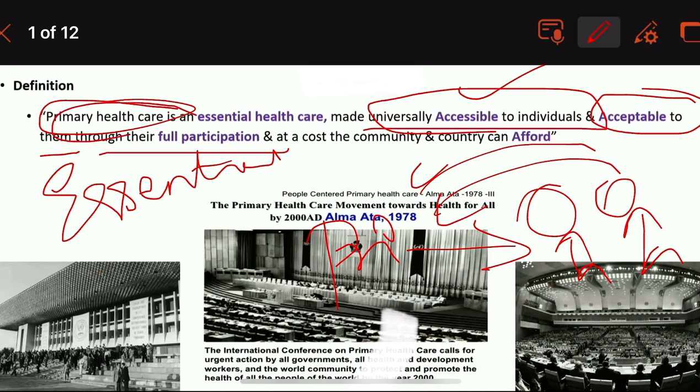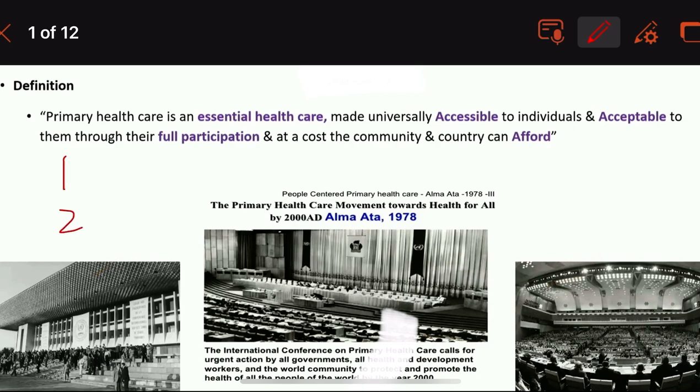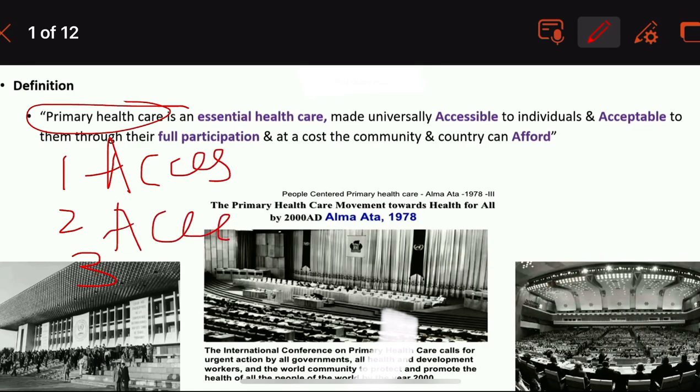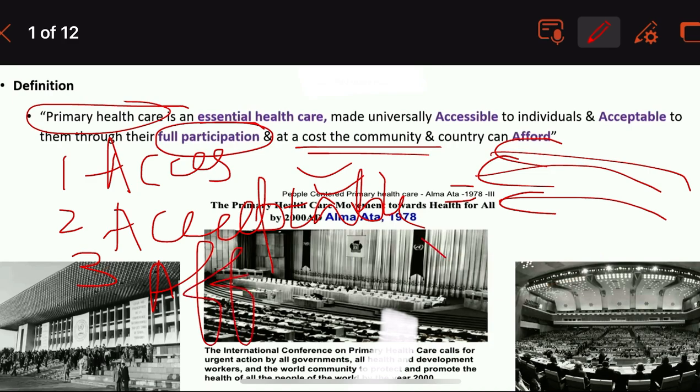And primary care should be such that it is affordable both by the community as well as the country. It should be at a cost the community and country can afford. So in the definition, there are three things you have to remember. Primary healthcare should be made accessible to the individuals. Next, it should be acceptable to them. How is it acceptable? By showing full participation from the community. Then it should be at a cost which is affordable. The 3 A's, you can remember like this.